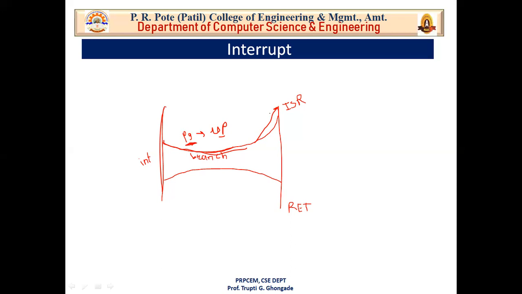So suppose there is a program to add 10 numbers. Now you added the first 5 numbers. After adding the first 5 numbers, you get an interrupt.